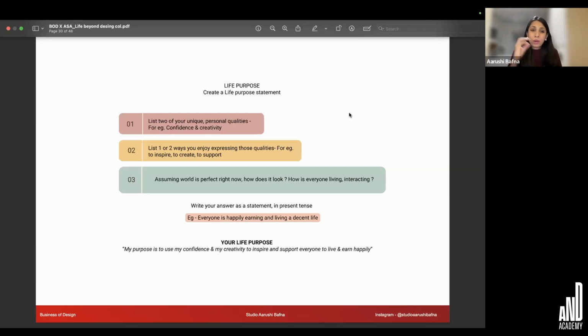Okay. Question number two, list one or two ways you enjoy expressing those qualities. For example, do you enjoy to inspire? Do you enjoy to create? Do you enjoy to support? Do you enjoy to grow? How would you like to enjoy those two qualities that you have?